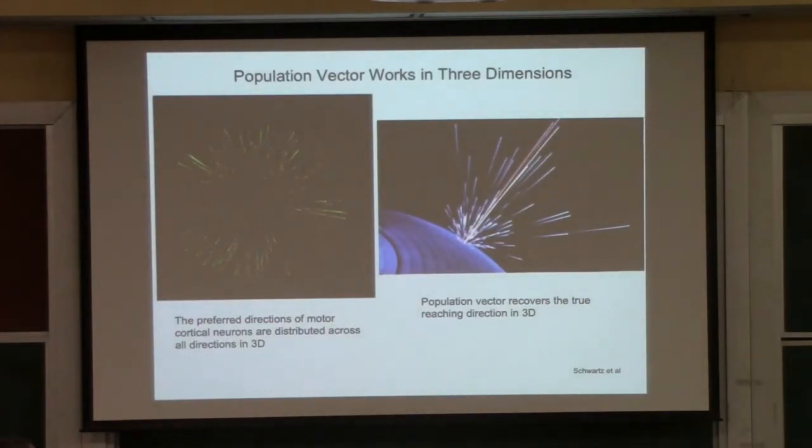This shows the population vector working in 3 dimensions. This is the animal moving in 3D space. In this plot, all those vectors are the preferred directions of all different kinds of cells in the motor cortex. You see the cells like all kinds of directions. They're pointing in all different directions. Some cells like this direction, some cells like others. If you do the population vector with all the vectors weighted by activity and then add them together, you can recover the actual movement direction in 3D space as well. All right.